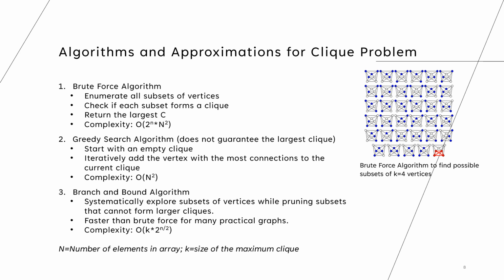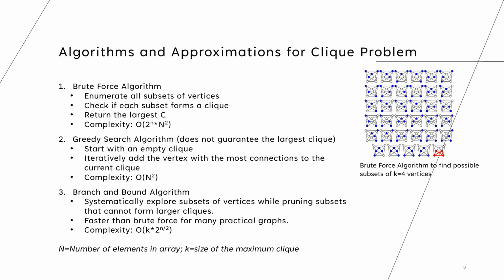Another one is the greedy search algorithm, which is a simpler, faster approach, but it does not guarantee finding the largest clique. It starts with an empty clique and iteratively adds the vertex with the most connections to the current clique. The complexity of the algorithm is O(n^2), which is much more efficient for larger graphs.